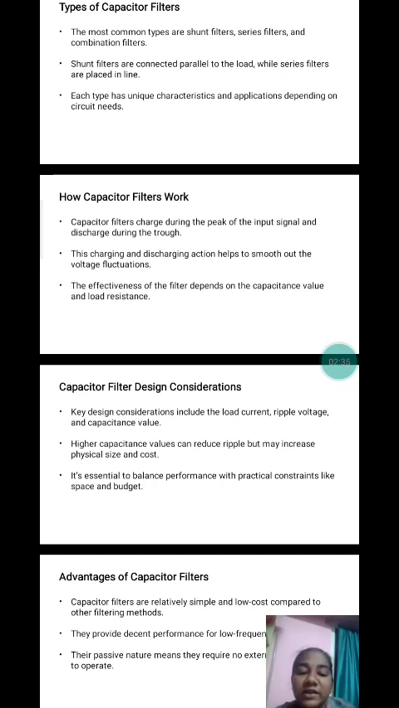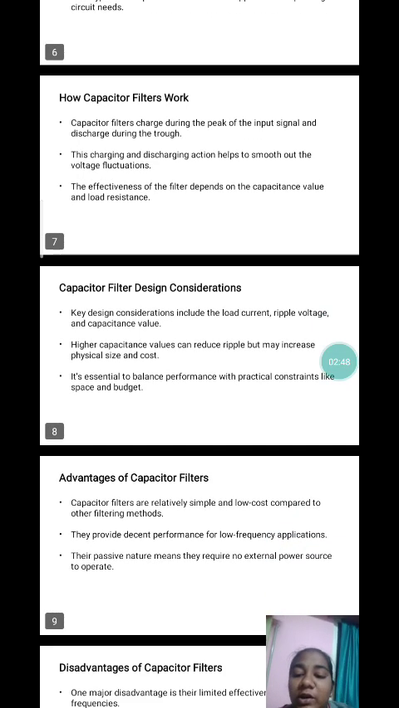Capacitor filter design considerations. Key design considerations include the load current, ripple voltage, and capacitance value. Higher capacitance value can reduce ripple but may increase physical size and cost. It is essential to balance performance with practical constraints like space and budget.